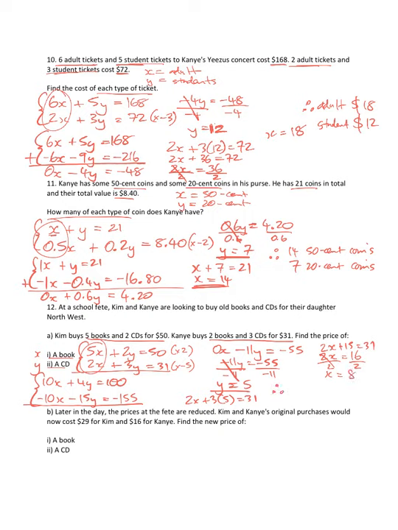Therefore, find the price of books. Books are $8 because that's what X was. CDs are Y, $5. Later in the day, the prices at the fete are reduced. Kim and Kanye's original purchases would now cost $29 for Kim, $16 for Kanye.